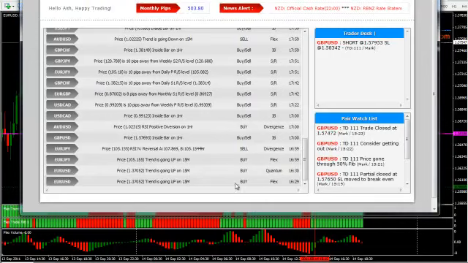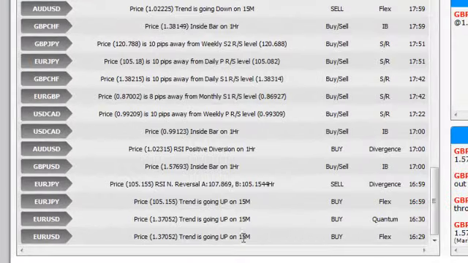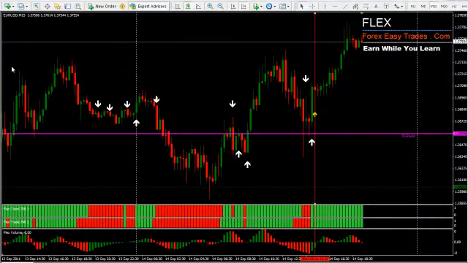In the dashboard you can see we had a potential trade setup alert here that the trend is going up in the 15-minute time frame. The opportunity is buy and the strategy is Flex. Now I'm going back to the MT4.